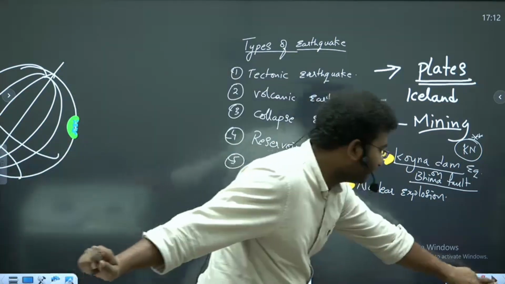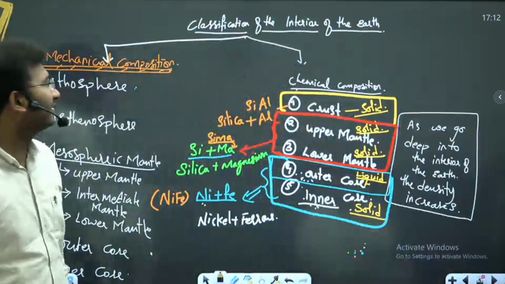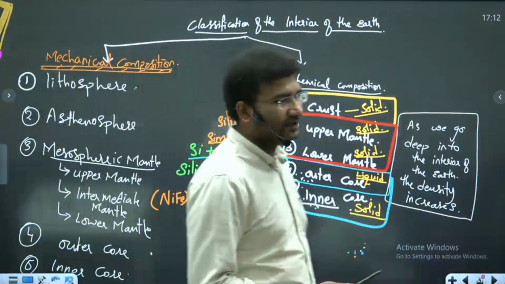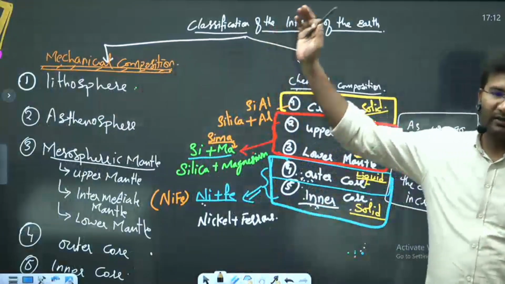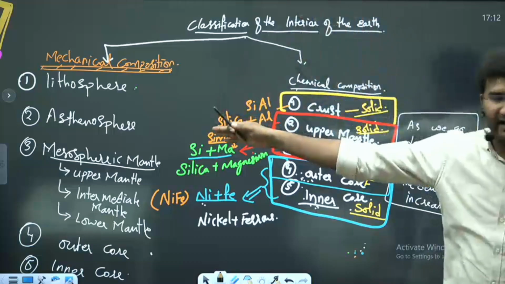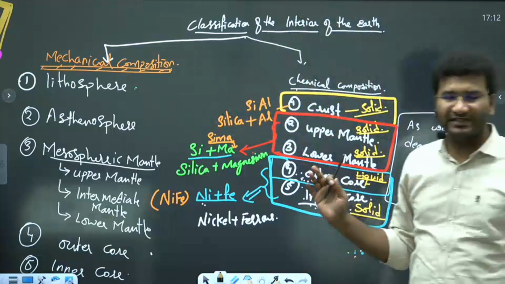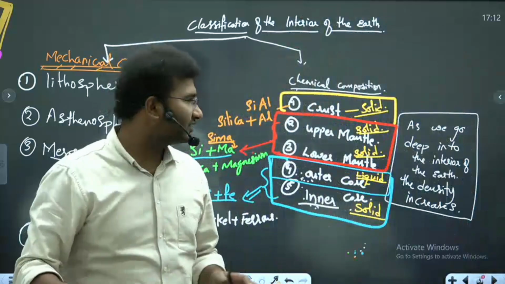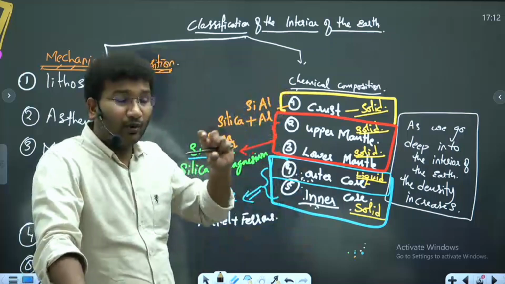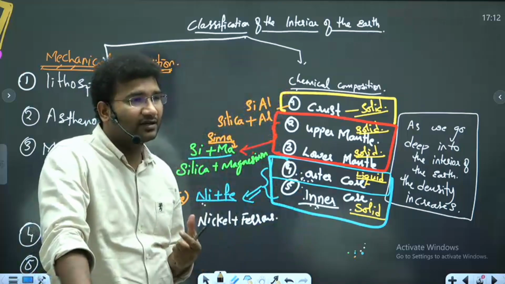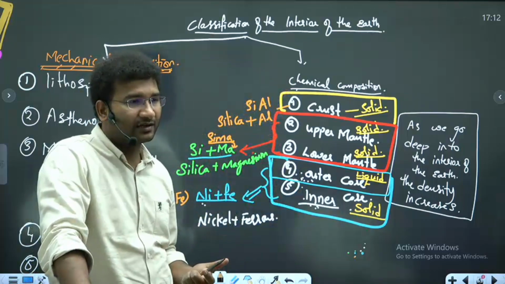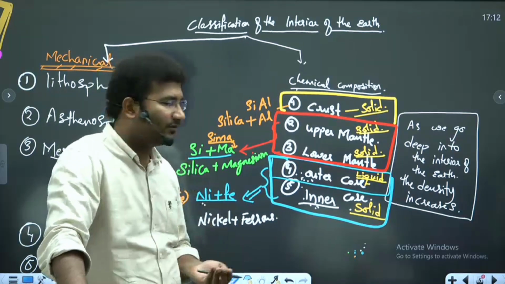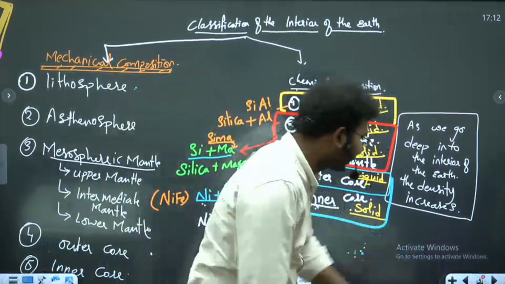Right? So, next. Further, I have also told you that the interior of the earth can be broadly classified on the basis of mechanical composition and chemical composition. We started with chemical composition of the interior of the earth, and this chemical composition is based on what kind of materials are present, okay? What kind of chemicals are present. So, as I dig deep, the interior of the earth is broadly classified.